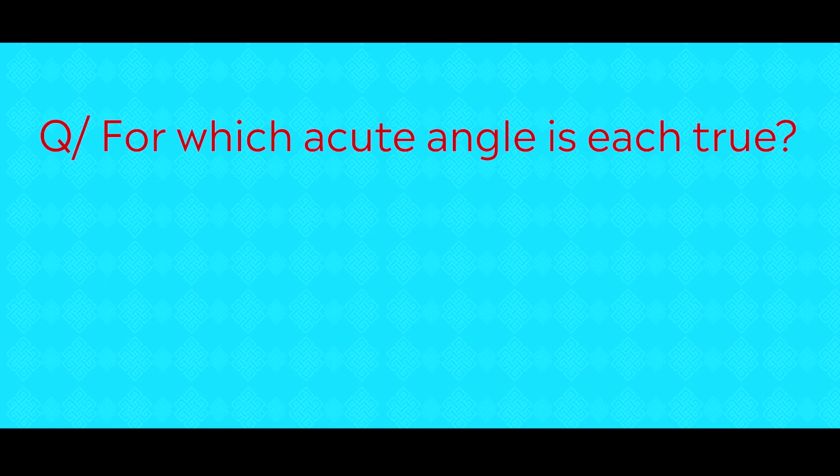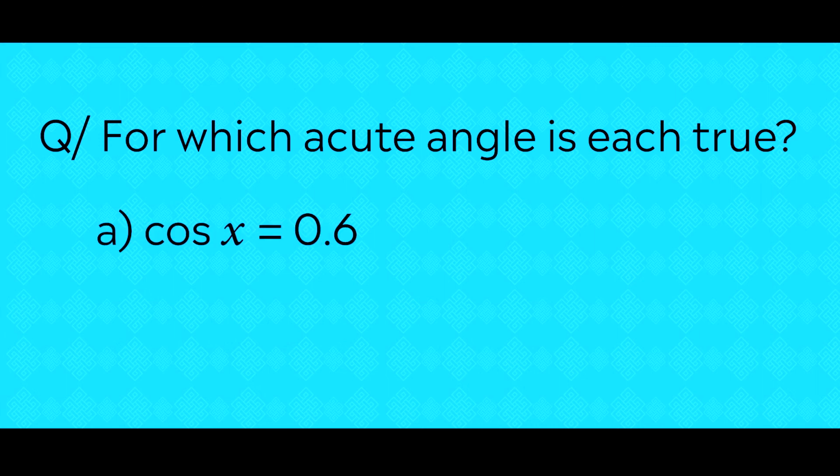This is the next question for you all to try. And the question is, for which acute angle is each true? Part A, cos of x equals 0.6, and part B, tan of x is equal to 1.33.